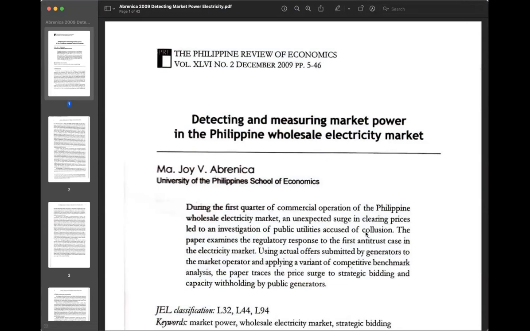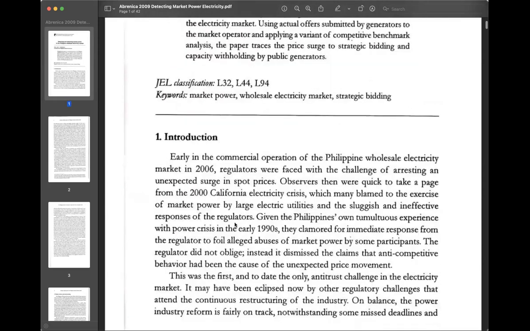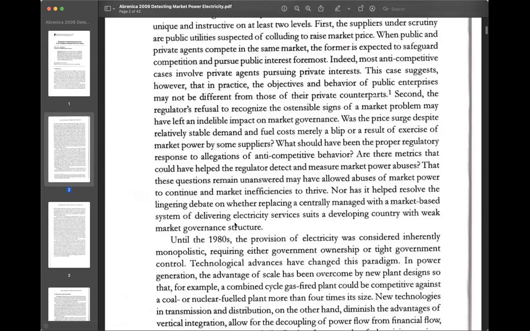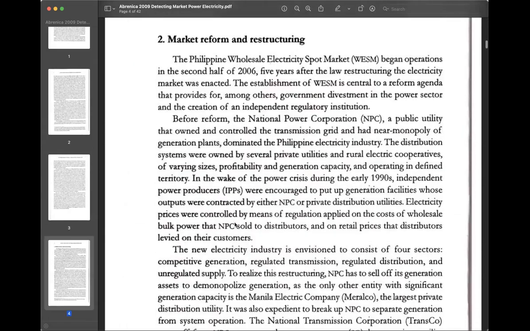So there's an investigation of public utilities accused of collusion. This was an antitrust or price fixing allegation or investigation in the electricity market when the WESM was first instituted. When was the WESM? The exact date is somewhere here. In fact, let's start there with market reform. Well, it's actually not the 90s, it's in 2006. So it's not that old, not that new, almost 20 years. The WESM began operations in the second half of 2006.